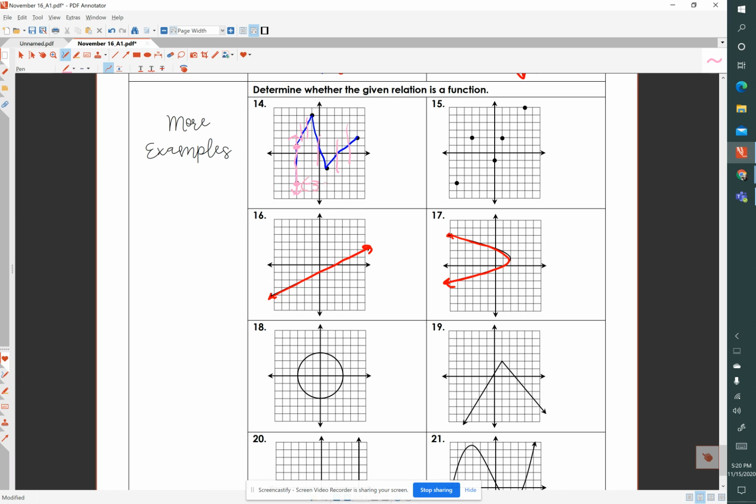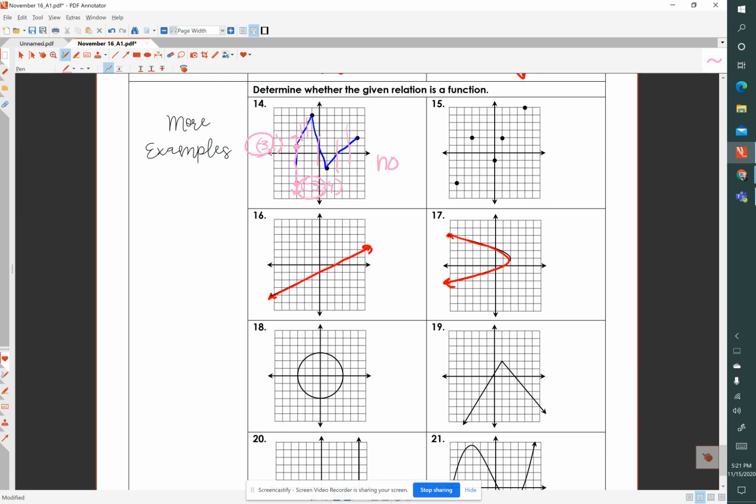-3, -4. And this point is -3, 1. Okay, we cannot have the same x value. And that would mean that our graph was a vertical line, so not a function.